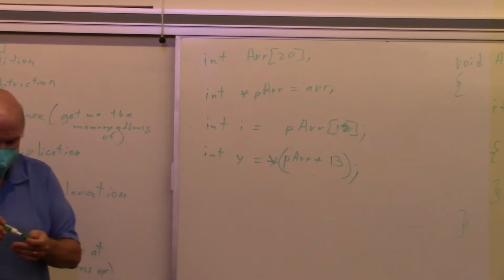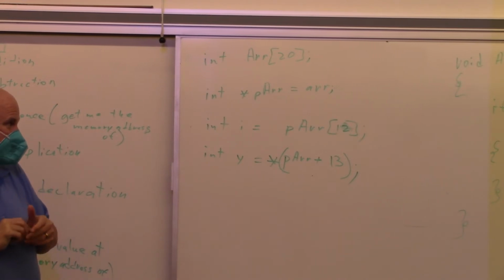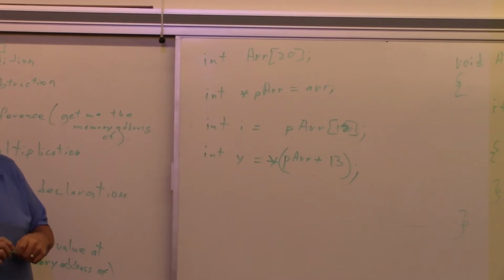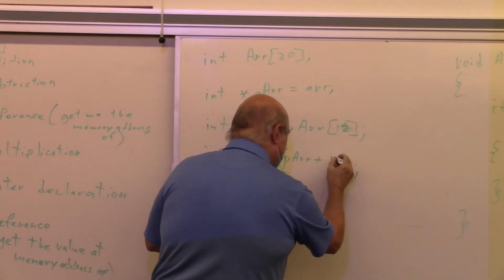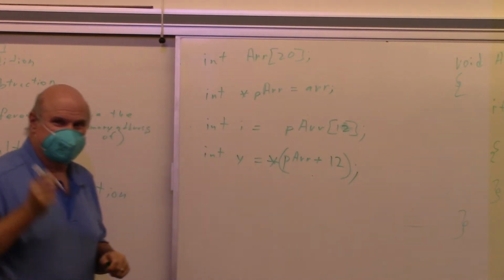Why are you adding 13 instead of 12 though? Because you have to move it 13 places. But isn't it already pointing at 0? So if you move it one space, aren't you going to the second spot? So if you say plus 0, you're at index 0. You say plus 1, you're at index 1, you're right. He is correct. Thank you very much.